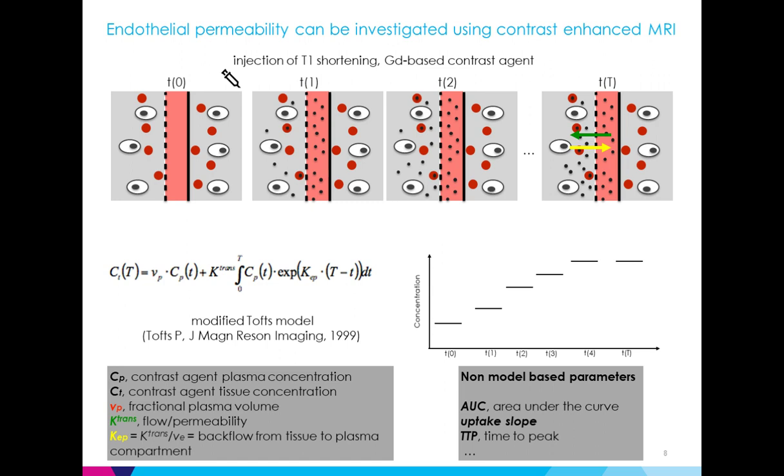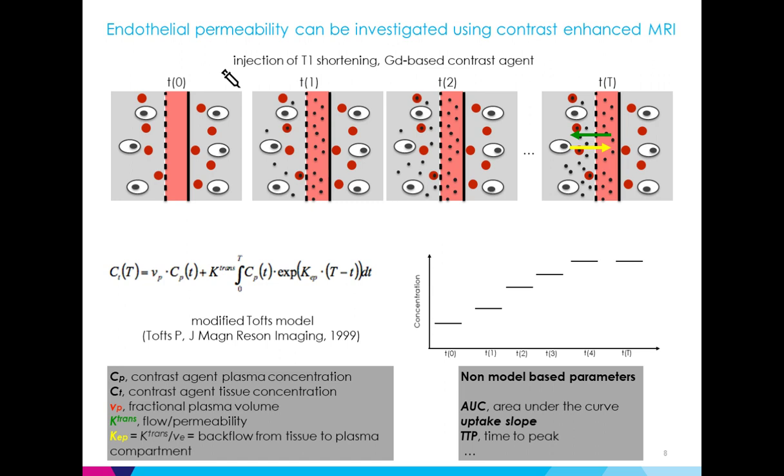As you can see, to perform kinetic modeling, one input is required. That's called CP. That's the contrast agent concentration in the feeding vessel. That would be the sort of red stripe here in my schematics. But of course, in order to fit parameters, we also need an estimation of the concentration in the tissue of interest. That would be CT.